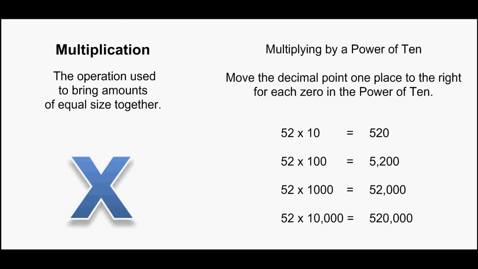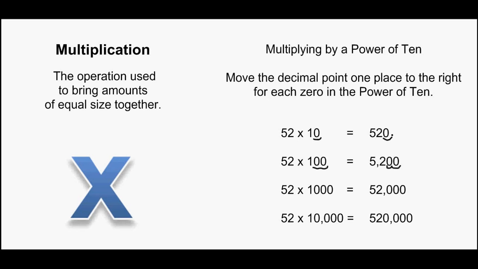Sometimes it is useful to know how to multiply a number by a power of 10. Move the decimal point one place to the right for each 0 in the power of 10. For example, 52 times 10. 10 has 1 zero, so we move our decimal one place to the right. 52 times 100. 100 has 2 zeros. We move our decimal 2 places to the right.